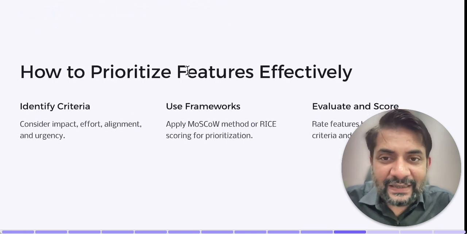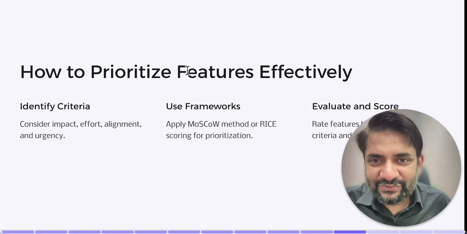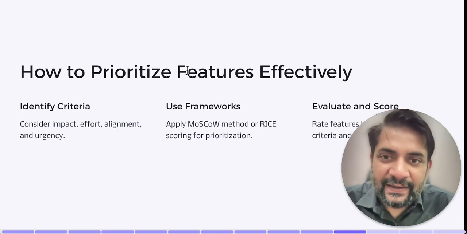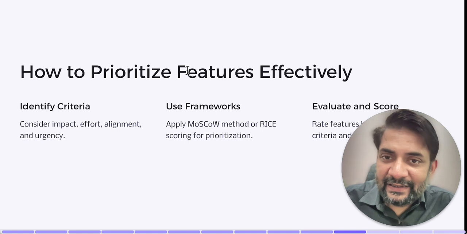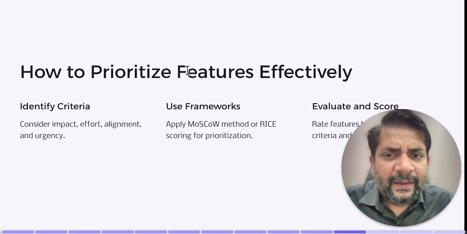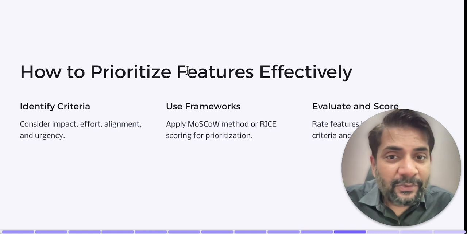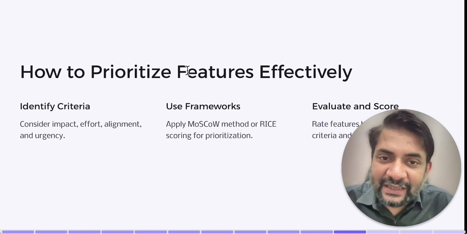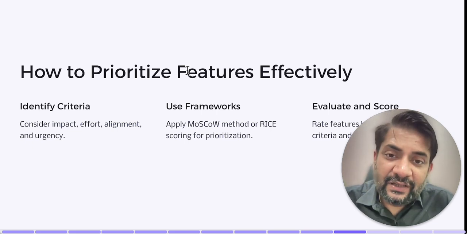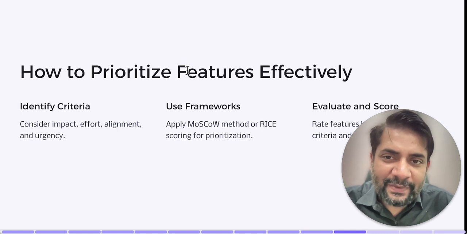Now, how to prioritize features effectively. I'm moving a bit faster because I don't think there's a need to get too deep into these small things. Step 1 is identifying criteria for prioritization: impact, effort, alignment, and urgency. Impact, the potential positive effect on the product and users. Effort, the resource and time required to implement the feature. Alignment, how well the feature aligns with strategic goals. And urgency, the necessity of the feature based on market demand or deadlines. That's step 1, identifying criteria for prioritization.